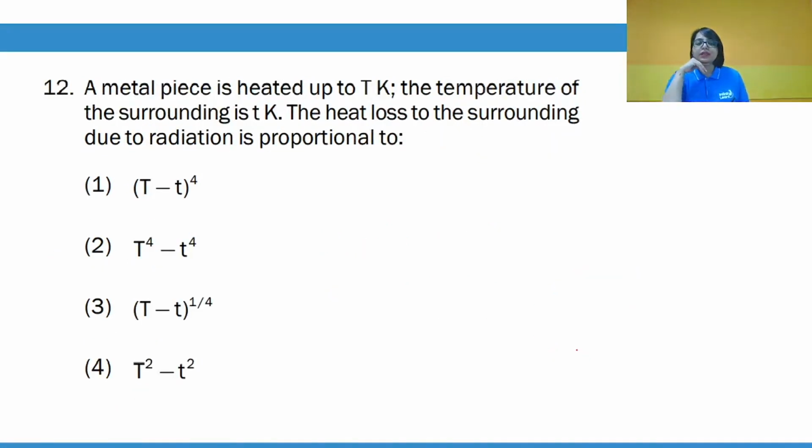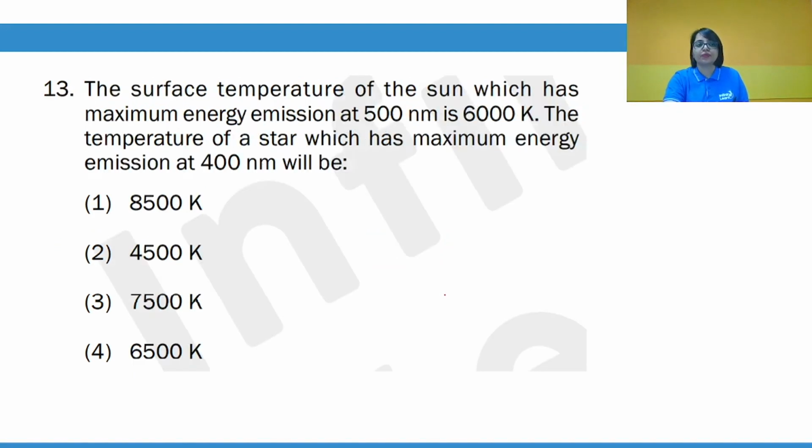A metal piece is heated to T Kelvin. The temperature of the surrounding is small t Kelvin. The heat loss to the surrounding due to radiation is proportional to. So according to Stefan's law, this will be proportional to T power 4 minus small t power 4. So the correct answer is option 2.